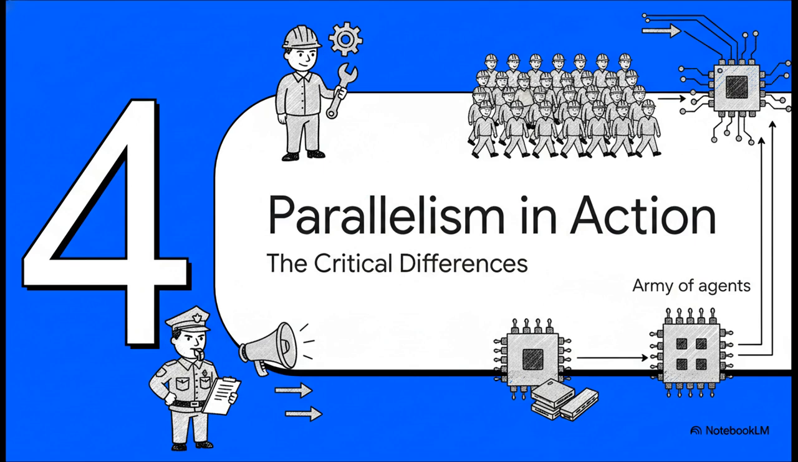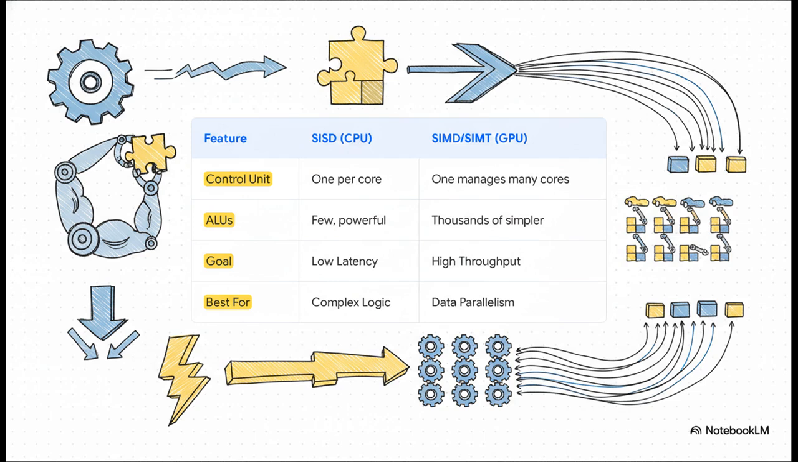Okay, so we've got the lone worker, the drill sergeant, and the army of agents. But what does this actually look like in the hardware? How do these differences really play out inside the chip? Let's break down those critical differences. This table really sums it all up.